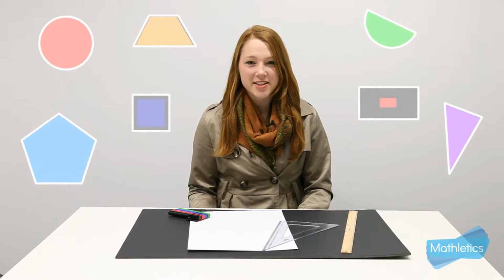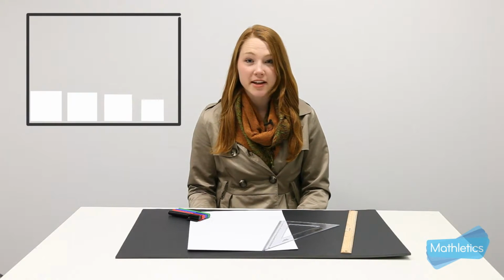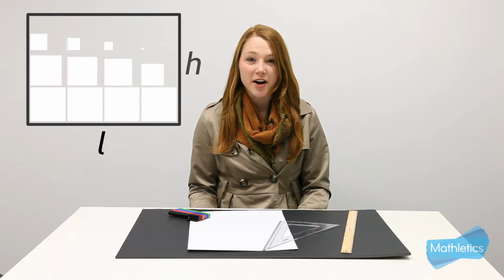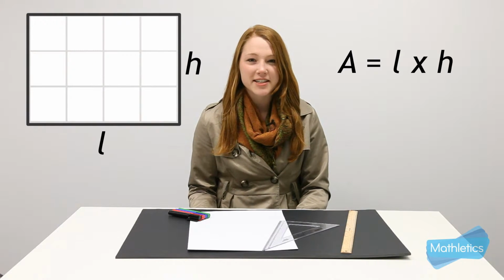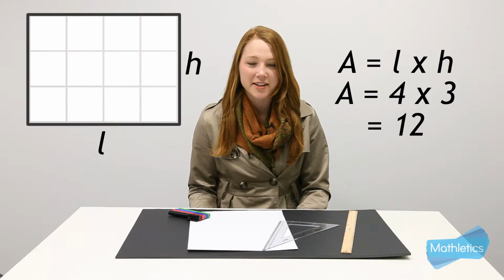Area is a measurement of the space that's inside a shape. Now, if we have a rectangle and we take the length of the base and multiply it by the height, that gives us the area inside the rectangle.